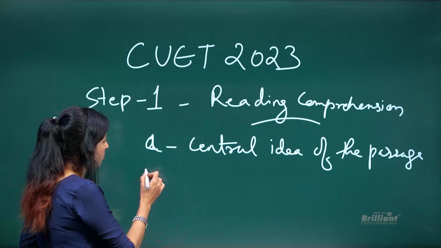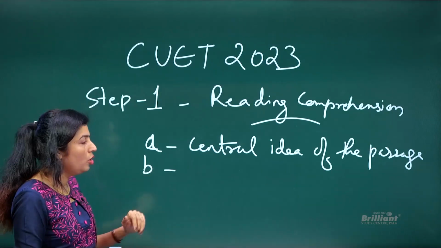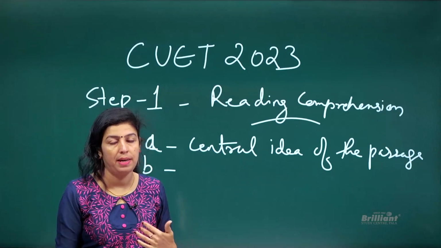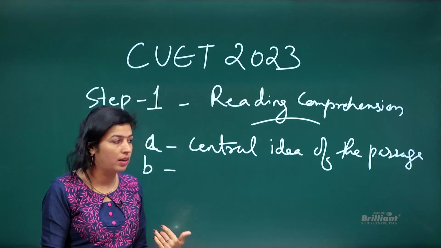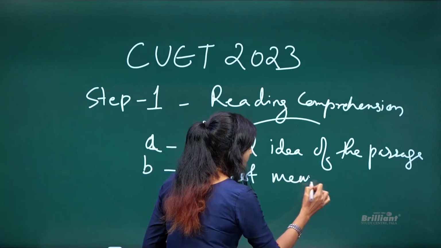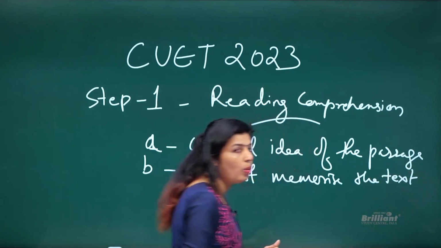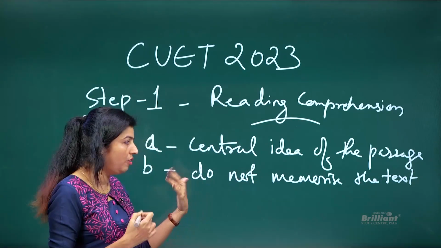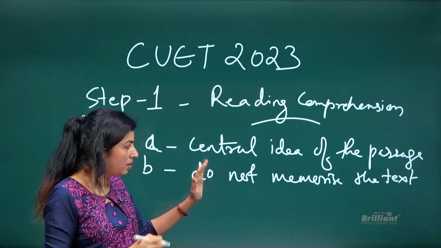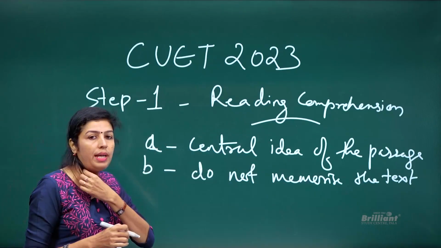Now the second point to remember is, you do not have to memorize anything. When you read the reading comprehension passages, you don't have to learn anything by heart. Do not memorize the text or the printed item. Only read it, and if possible, read it twice. So these are the things you have to keep in mind. Don't memorize the passage. Instead, read it two times.